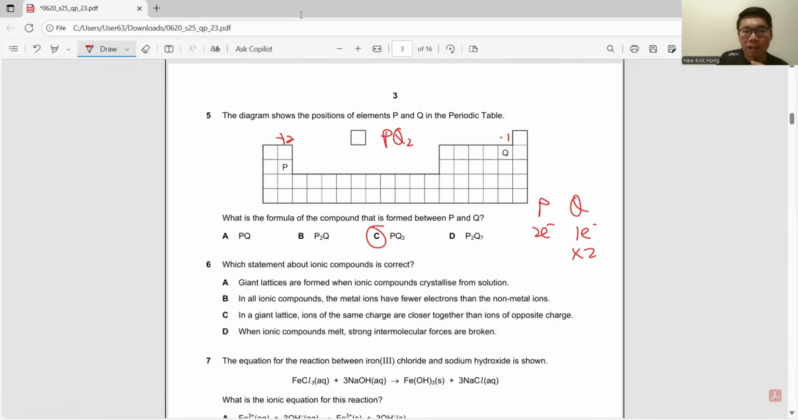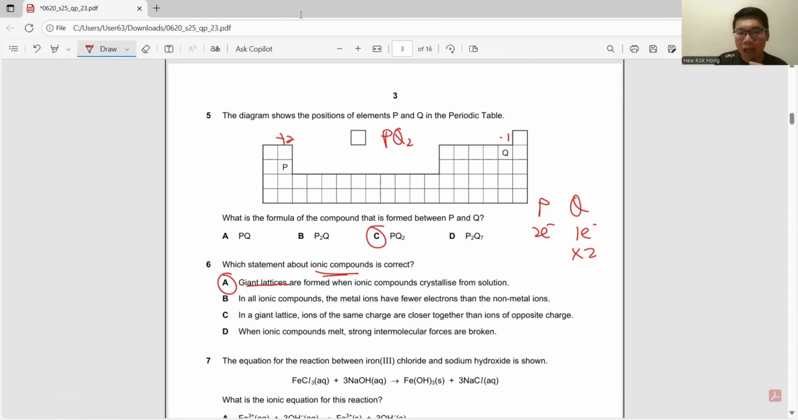Number 6, which statement about ionic compounds is correct? It says giant lattices are formed when ionic compounds crystallize from solution. So when it's from solution, crystallize means it forms solid. It will form a giant lattice, so A is correct.